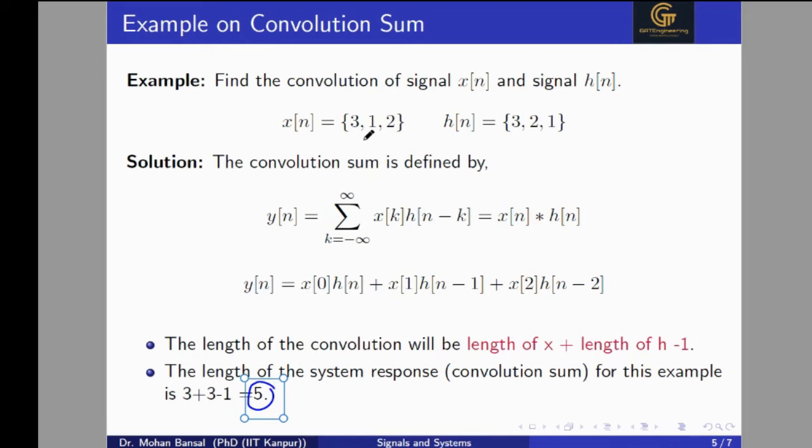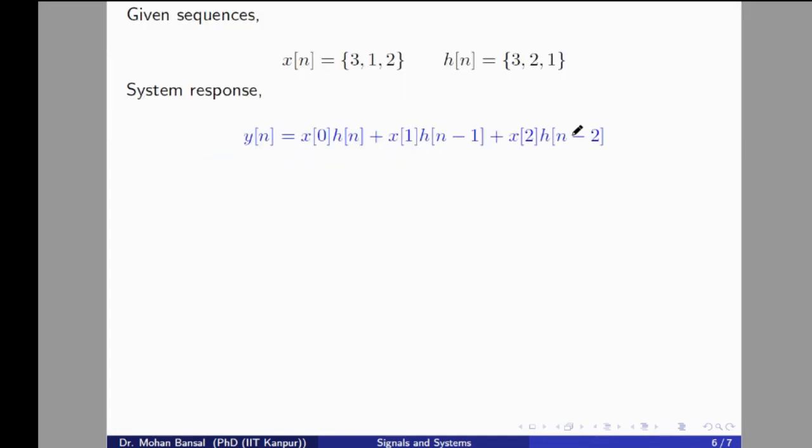What is the meaning of length here? Number of samples. Here the number of samples is 3. So length of x is 3, length of h is 3. So length of y will be 3 plus 3 minus 1, that is 5. So we'll get 5 samples in the output for this particular problem.